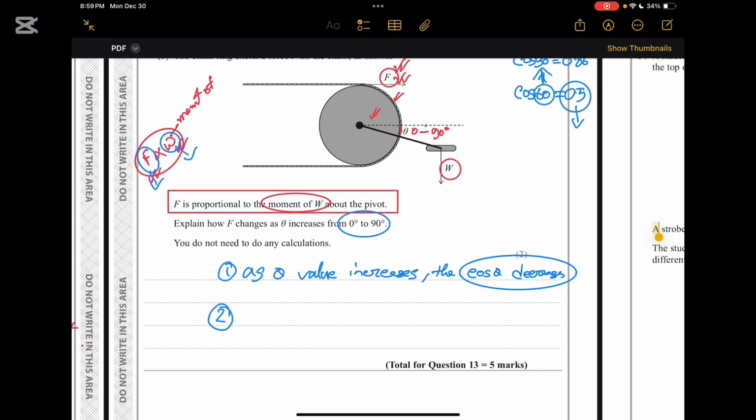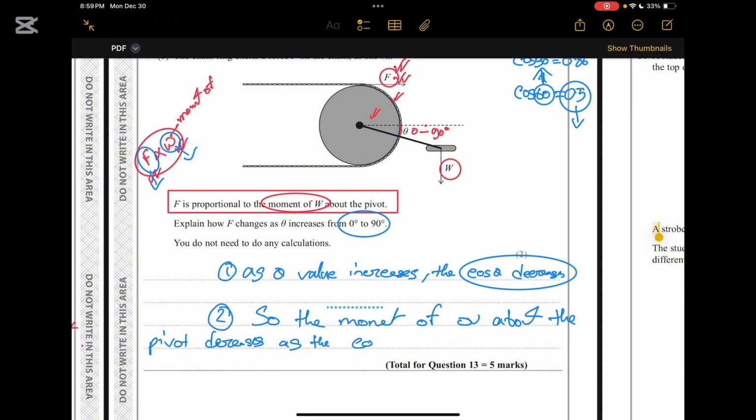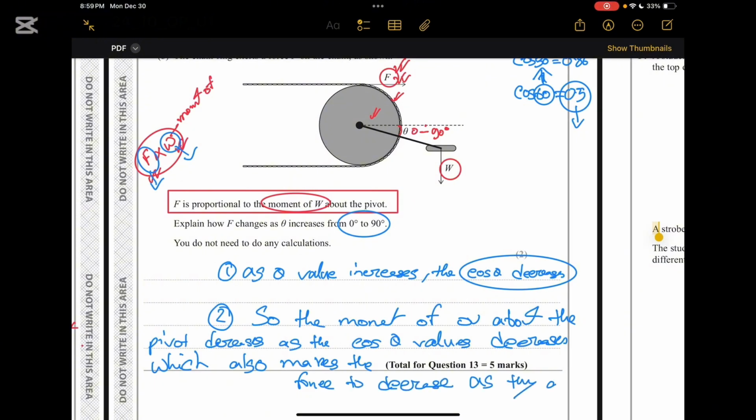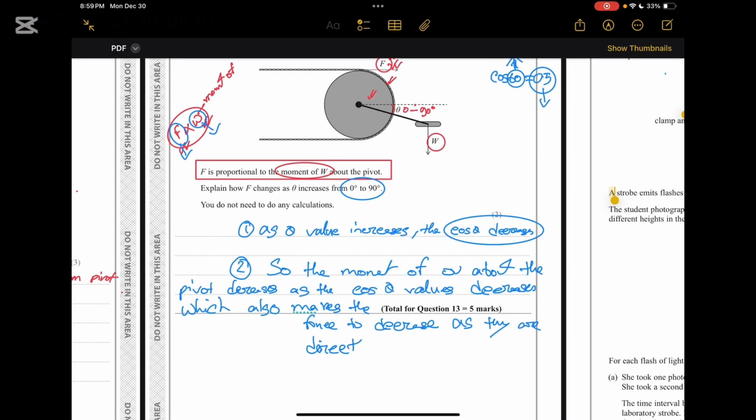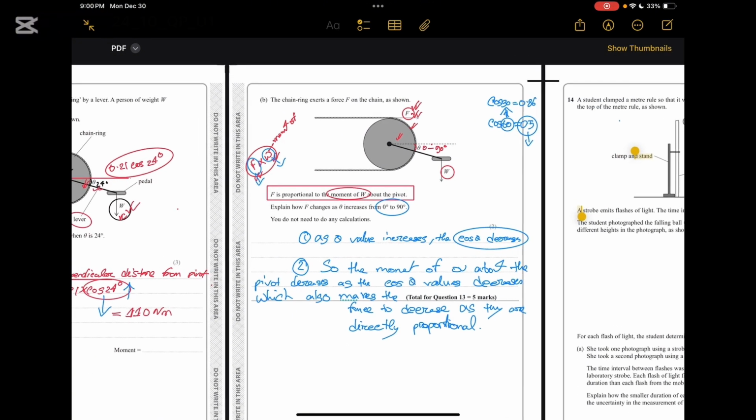The second part will be: the moment of W about the pivot decreases as the cos theta value decreases, which also makes the force decrease, as they are directly proportional. So we are basically done with question number 13.